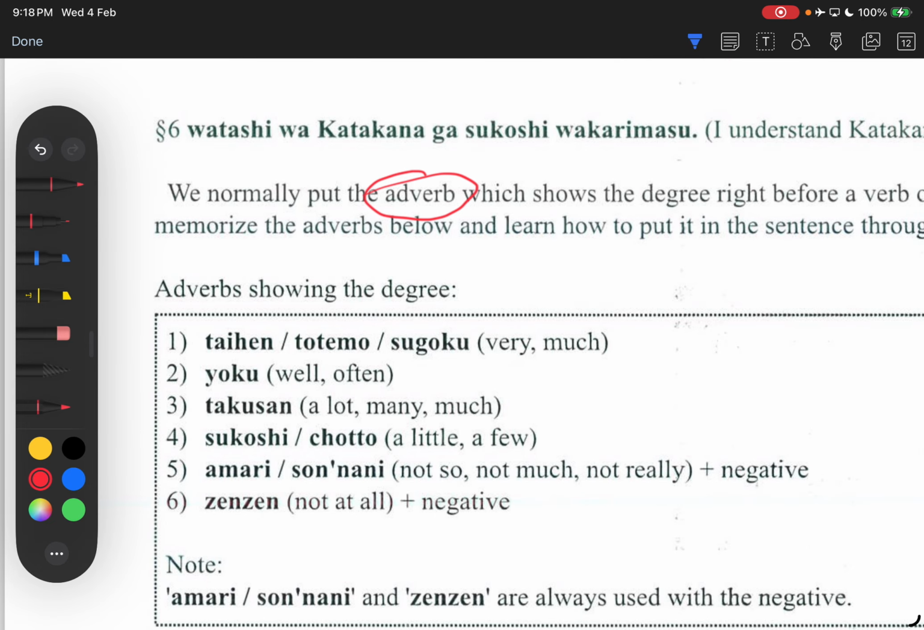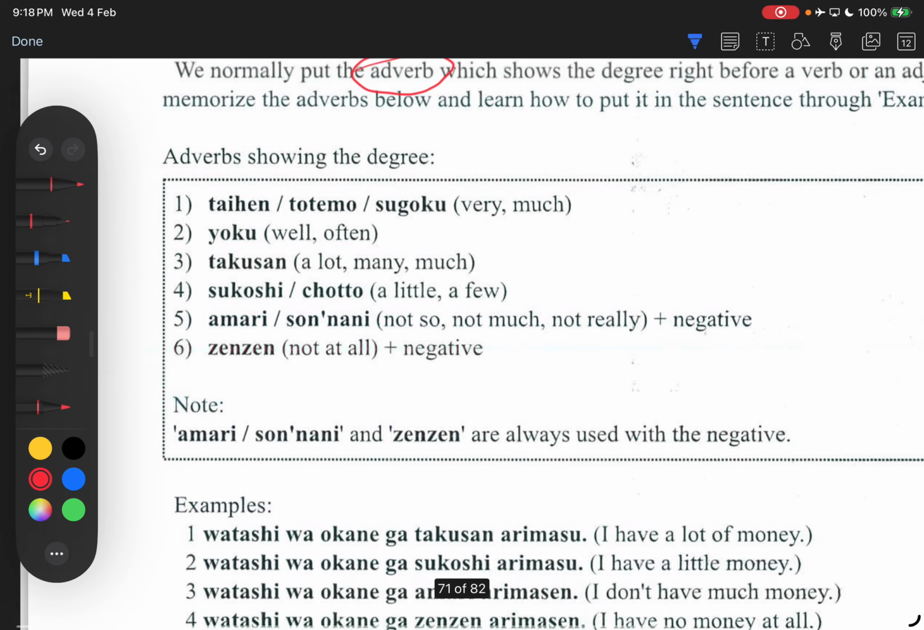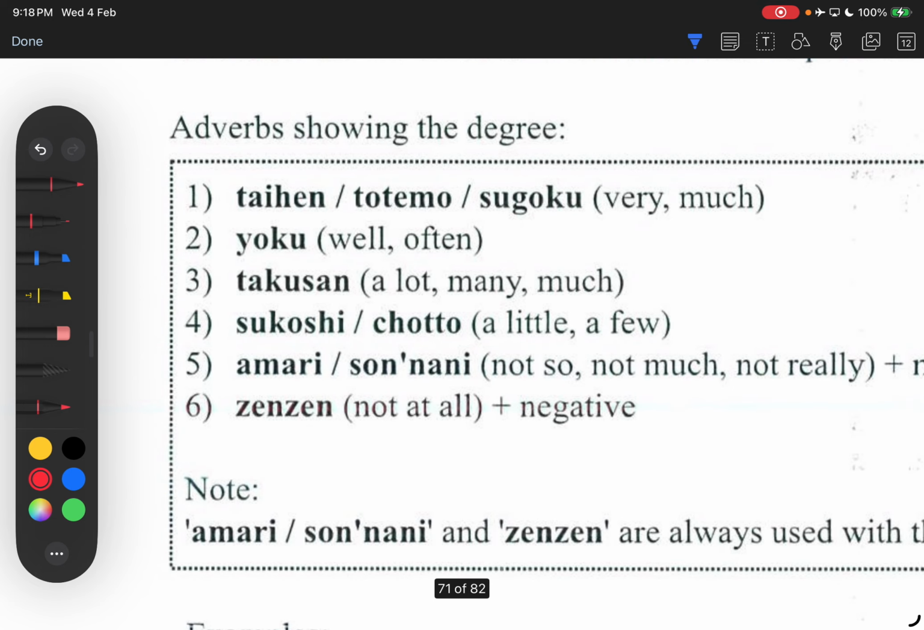Where do we add in the adverb? We will see next. So what are some of the adverbs here? Number 1, we have 大変、とても、すごく. Learned before already, right? Number 2, よく. Also learned before already. Number 3, たくさん is the new one. So たくさん means a lot of countable stuff. Usually it refers to countable stuff. Water counter. 水たくさんあります.